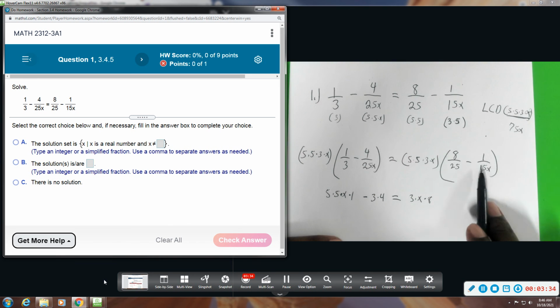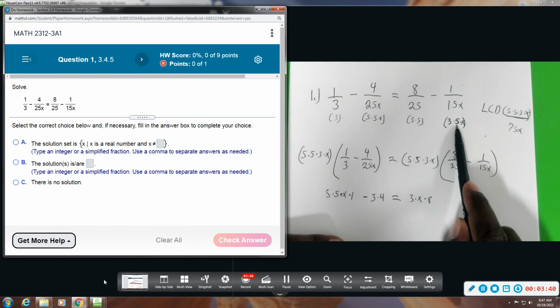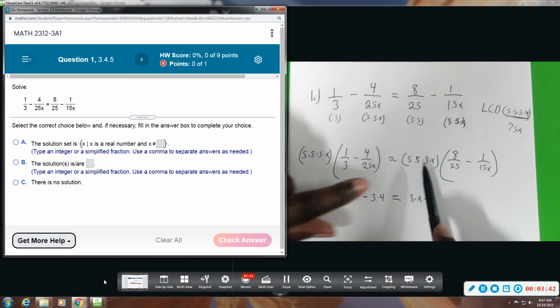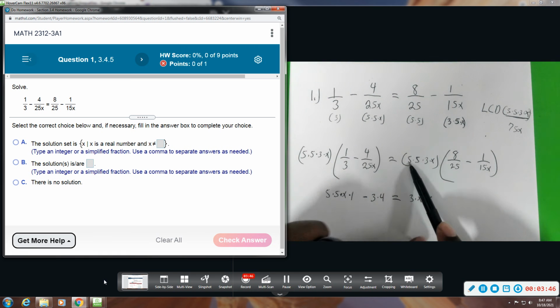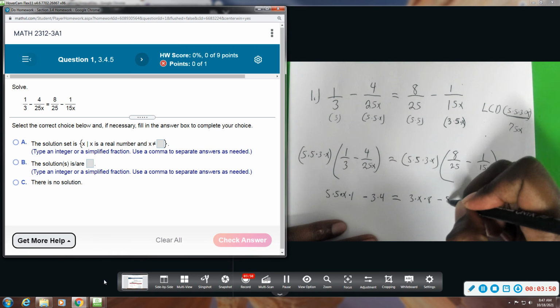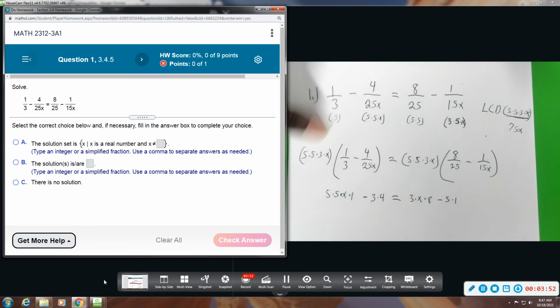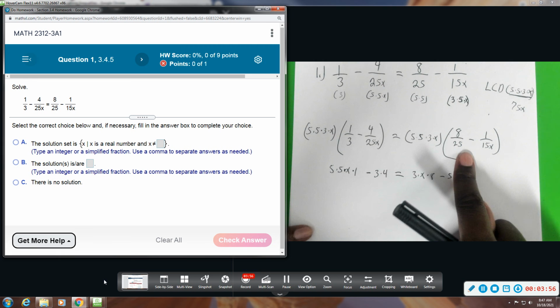And then on this side, the 15x. So the 3, 5, and x will cancel out, which will leave us with 1 times 5. So 5 will get multiplied times this negative 1. So minus 5 times 1. So this is what happens when you find that least common denominator and multiply through both sides. This is what we're left with.